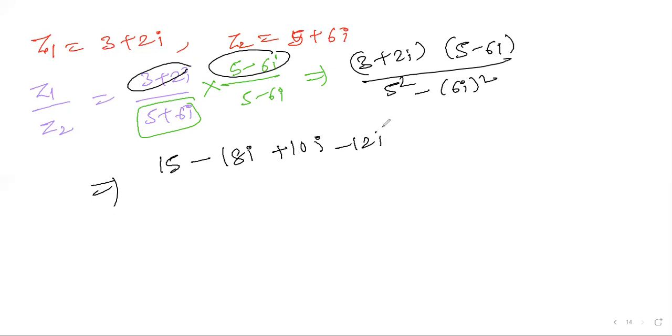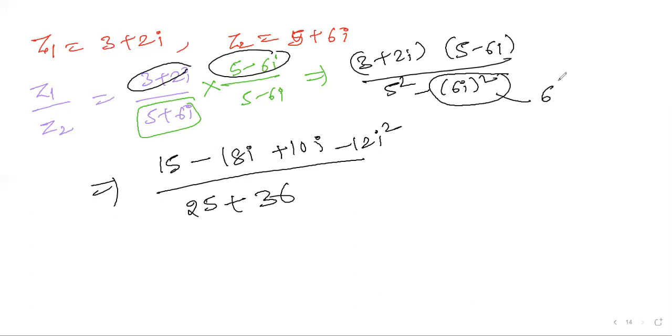I into i gives i square. In the denominator, 5 square is 25 and 6 square is 36, with i square being minus 1. So minus into minus plus 6 square is 36. Many people get confused here. This is 6 square into i square. 6 square is 36, i square is minus 1, so this minus becomes plus. That is what I wrote. Next, this becomes minus 1.